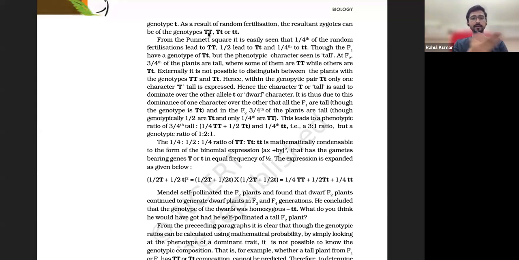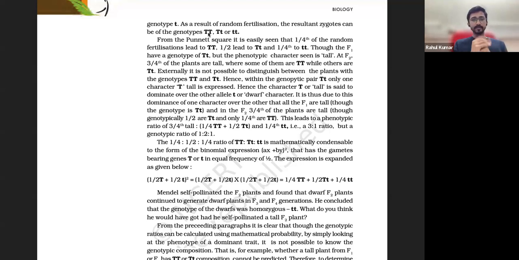You can make a Punnett square, but when you make it, you will see that every box is capital T, small t. Yes or no? Yes, sir. Which means one gamete that came from one parent and one other gamete that came from another parent, capital T and small t, come together, and all the progenies in F1 are going to be tall. Make sense?